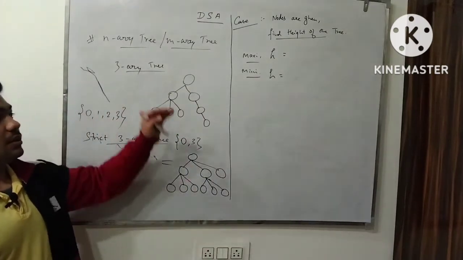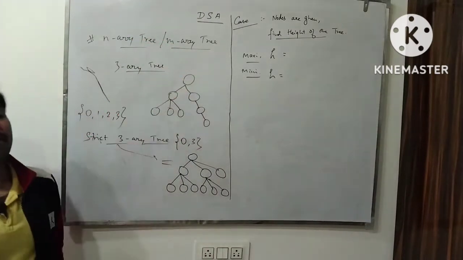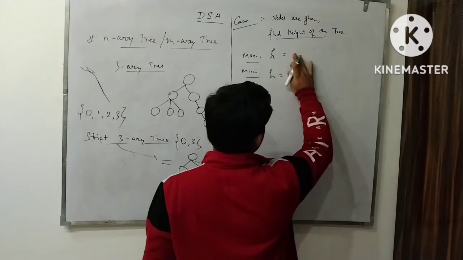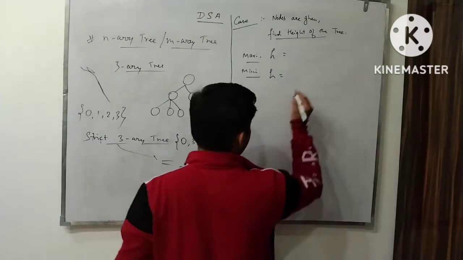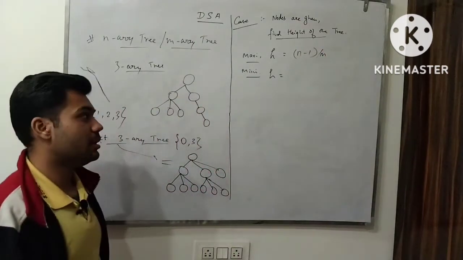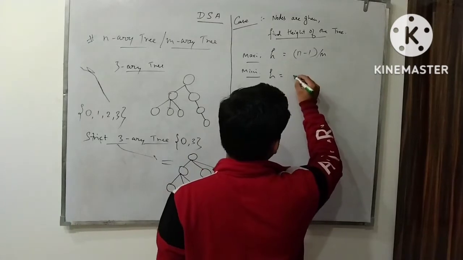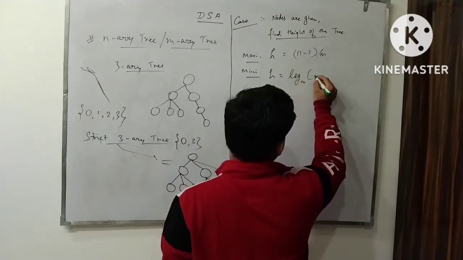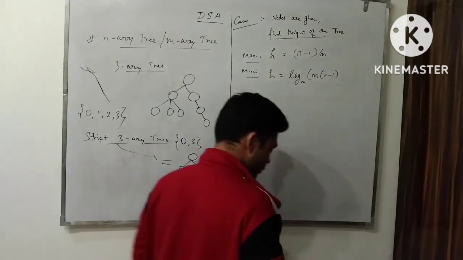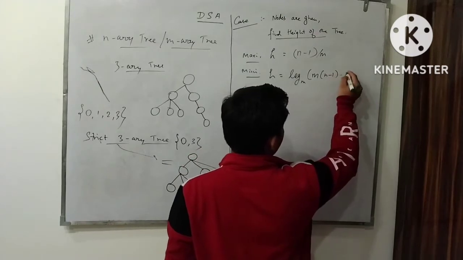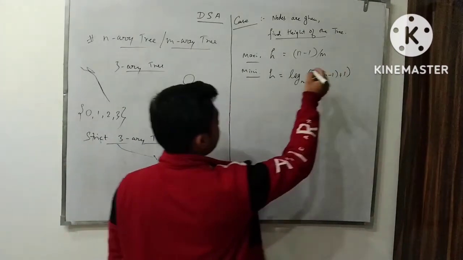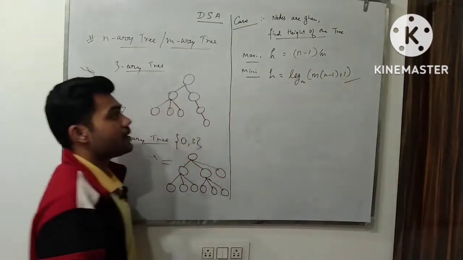What will be the formula when the nodes are given and we have to find the maximum height of the tree? Then the formula will become (n minus 1) upon m. And for the minimum height, the formula will be log to the base m of (n minus 1), plus 1.